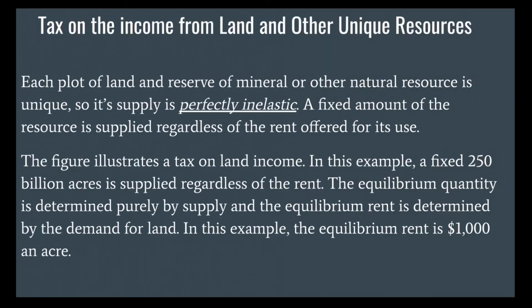Tax on the income from land and other unique resources. Each plot of land and reserve of mineral or other natural resources is unique, so its supply is perfectly inelastic. A fixed amount of the resource is supplied regardless of the rent offered for its use. The figure illustrates a tax on land income. In this example, a fixed 250 billion acres is supplied regardless of the rent. The equilibrium quantity is determined purely by supply and the equilibrium rent is determined by the demand for land. In this example, the equilibrium rent is $1,000 an acre.